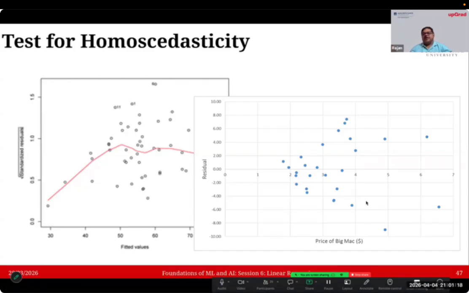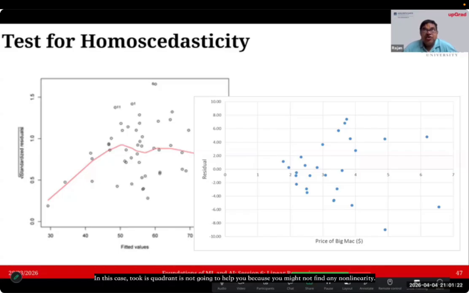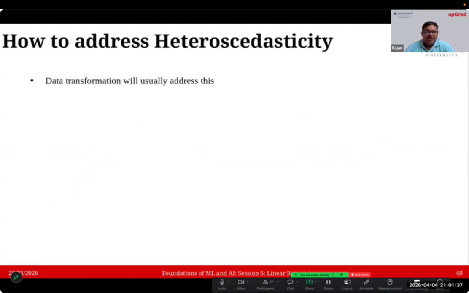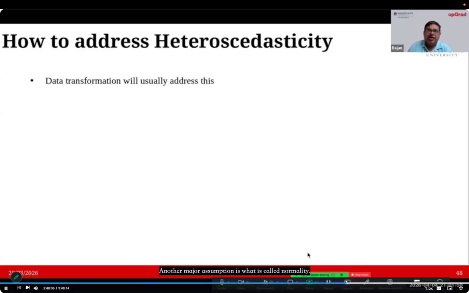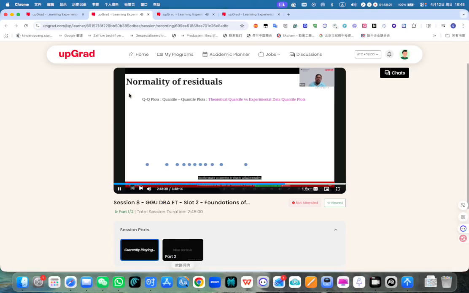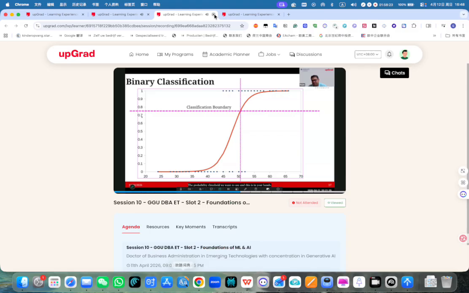Data transformation. In this case Tukey's quadrant is not going to help you, because you might not find non-linearity, but you will have to try different transformations and see how we can get rid of this. So we have three very important assumptions: linearity, independence of measurements, and homoscedasticity. Another major assumption is normality.